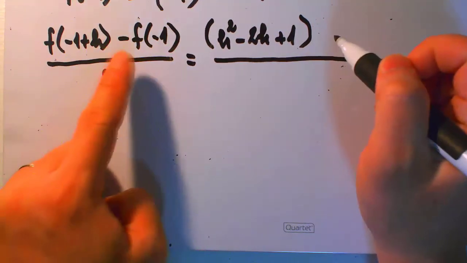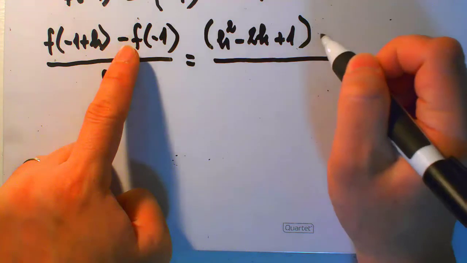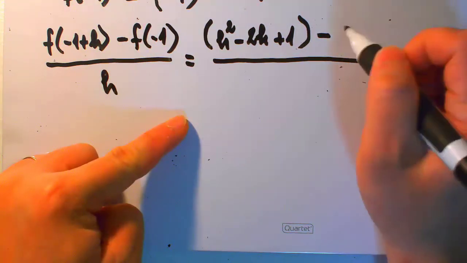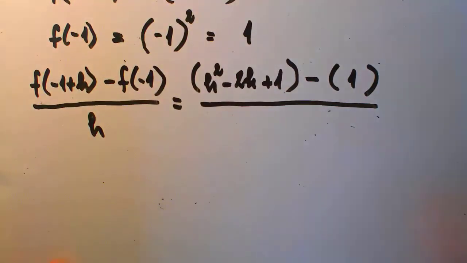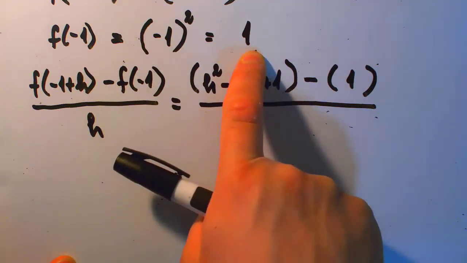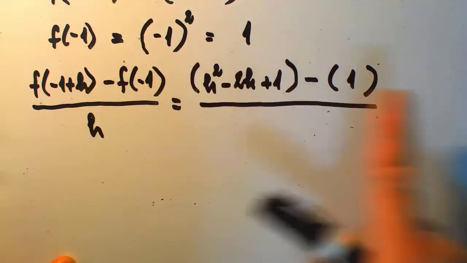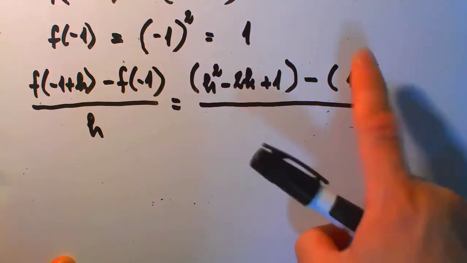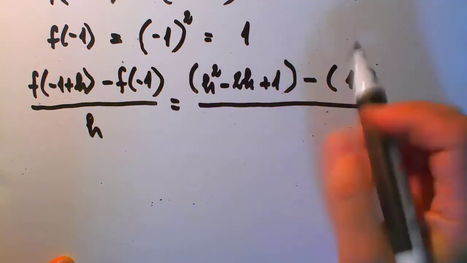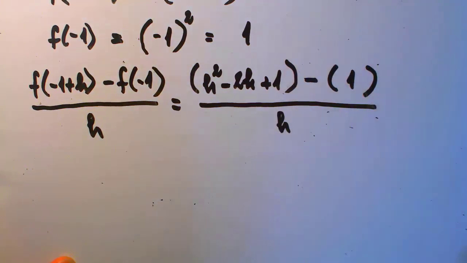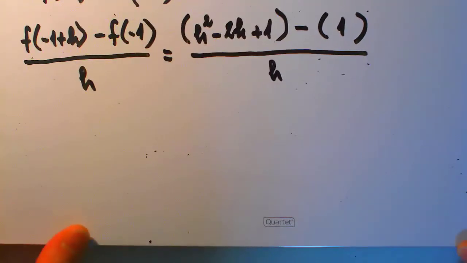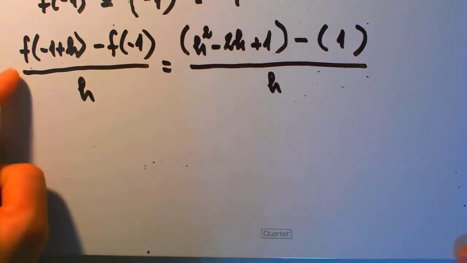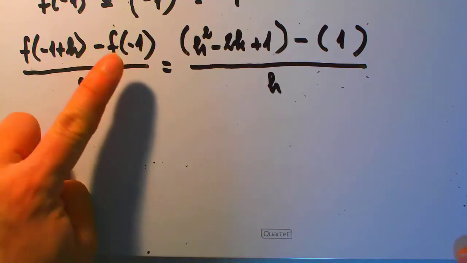Now the setup says minus. What do we subtract? We're going to minus 1. 1 was that outcome from f of negative 1. So now I'm going to put 1 here, and once again there's parentheses around that, and I am going to put an h in the denominator. And so now I have successfully substituted values into my f of negative 1 plus h minus f of negative 1 over h.